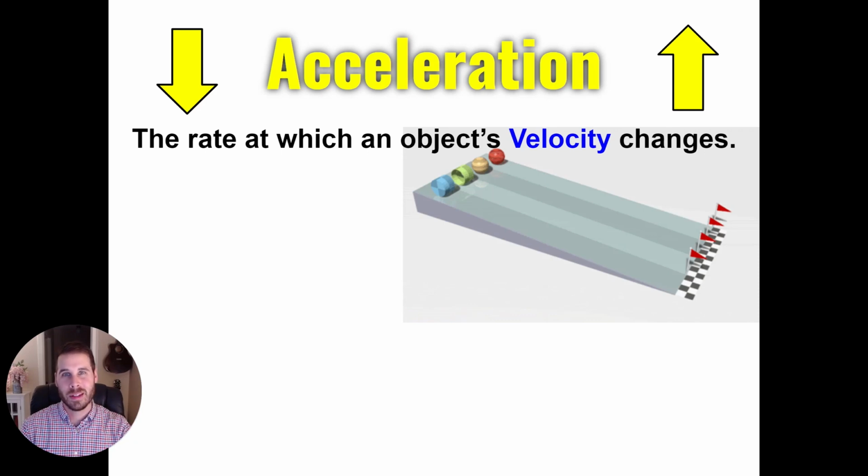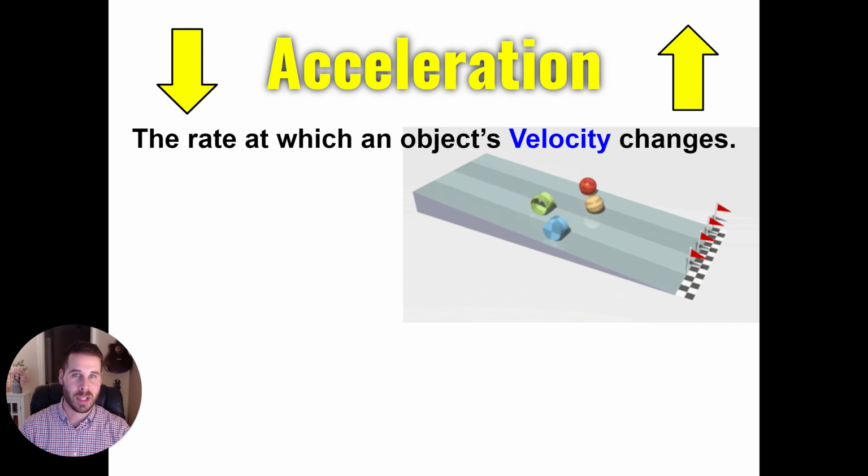Hi everyone. Today we're going to be talking about acceleration. What is acceleration? It's defined as the rate at which an object's velocity changes. What does it mean to change your velocity? Well, that just means getting faster or slower. So acceleration is a measurement of how quickly you're changing your speed, either to speed up or to slow down.